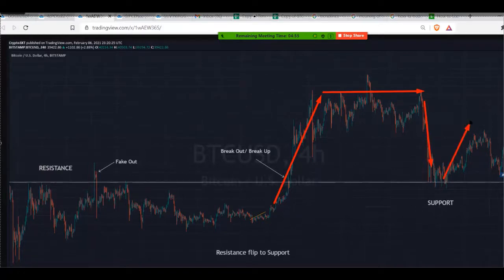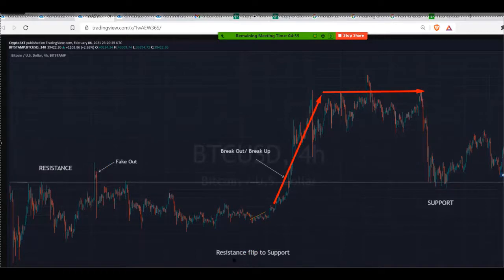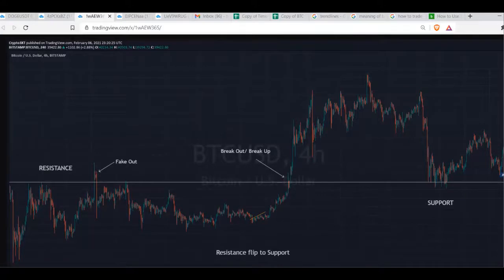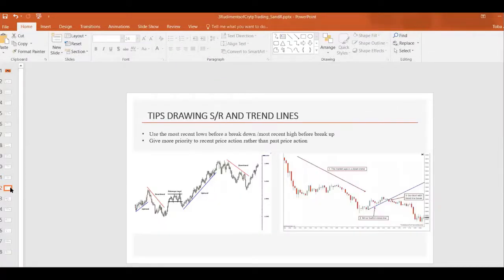What happened? These are resistance lines. We've been having resistance from here to here. It has been resistant all through. But when we add this break, then our resistance became support. Our resistance line became support in this place. So that is the resistance line that flipped to support.